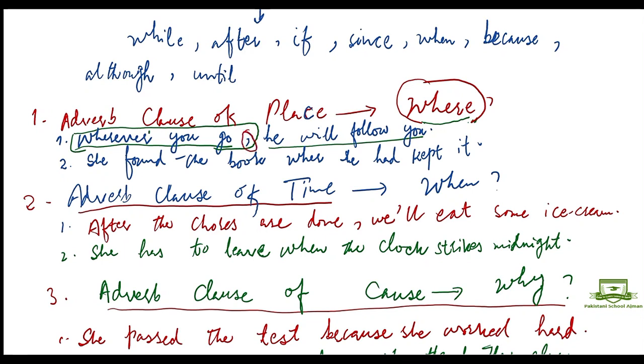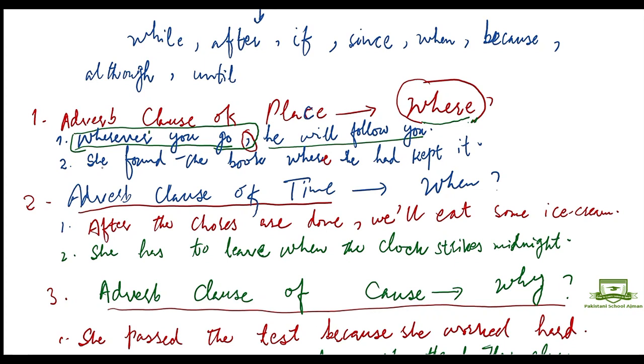And if you look at this second example, "She found the book where she had kept it." Where did she find the book? Where she had kept it. Here I haven't added any comma. Hopefully you understand the purpose. When your sentence starts with the adverb clause, the subordinating clause, you have to separate it from the main clause by inserting a comma.